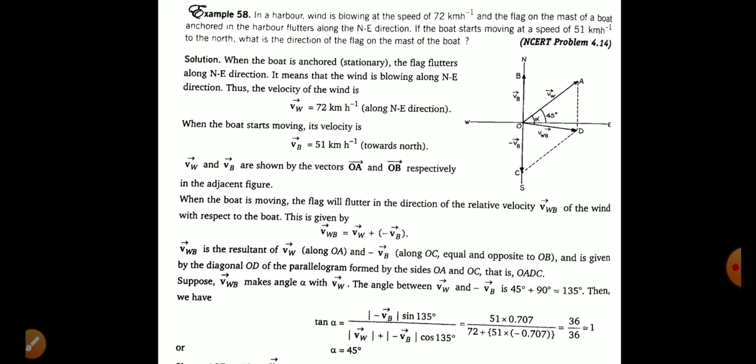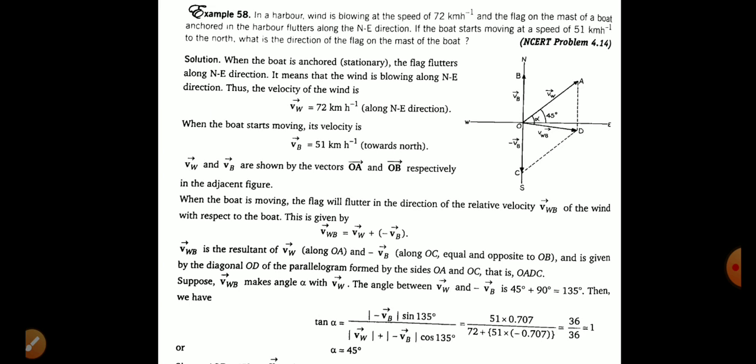Therefore, while constructing the vector diagram, velocity of the vehicle is taken as negative. Now the question is, wind is blowing with speed 72 km per hour in northeast direction, represented by vector OA, and a boat is moving with speed 51 km per hour in north direction.